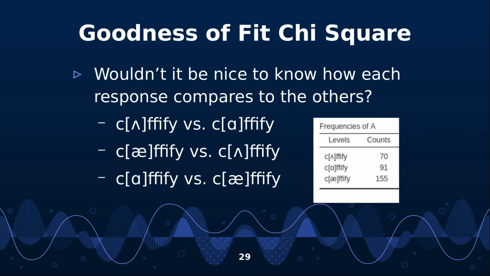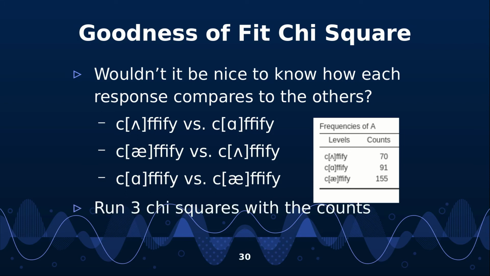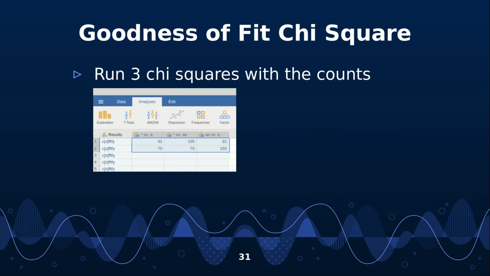What the test tells us is that the actual counts we got are different from what you'd get by random chance. But what we'd like to know sometimes is what the differences between each individual outcome are. For example, were there significantly more people who chose cuffify over coffify, or caffify over cuffify? In order to do this, we need to run 3 different chi-squares with the counts for each outcome. And this is how the data are set up in the spreadsheet.